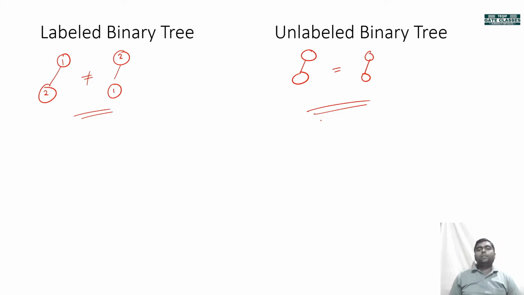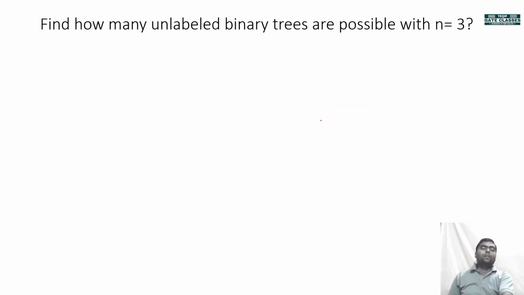So that is the meaning of labeling. Now next, how many unlabeled binary trees are possible with n equals 3? This we can find manually. N equals 3 is given, so three nodes are given, and we are supposed to find the unlabeled binary trees. So how many unlabeled binary trees?